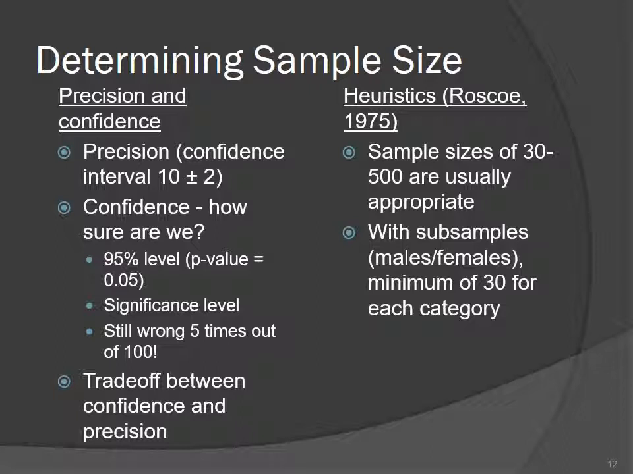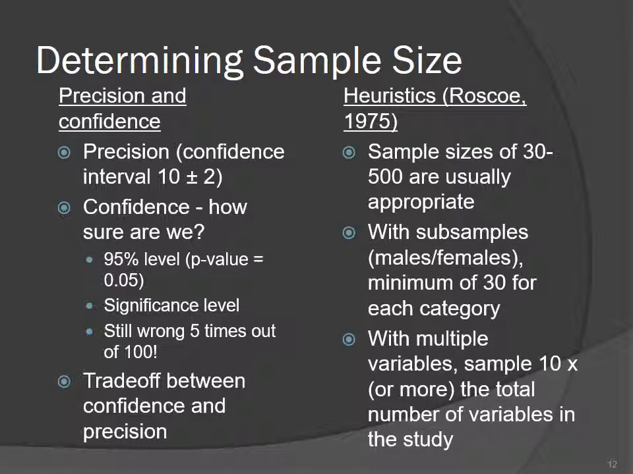With subsamples, undergraduates and graduate students, for instance, you want to have at least 30 respondents, 30 subjects for each category. If you have several variables or things that you're interested in, you want to have 10 times the number of variables at a minimum. So if you're studying 5 issues, you need at least 50 responses. These heuristics vary widely, and you have to make an argument for why your sample was valid.